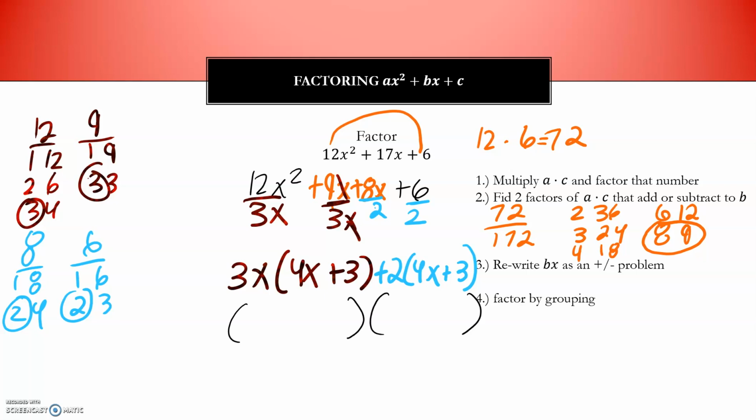I'm ready to make my final answer. Put my GCFs in a parentheses, 3x plus 2. And then I have 4x plus 3, my remainders. And notice that was a lot easier than trying to use the factors of 12 and 6 to guess and check where they would go. So, once again, using a process, using a formula, using steps, whatever you want to call it, is going to be the most efficient method to factor when a is not equal to 1.